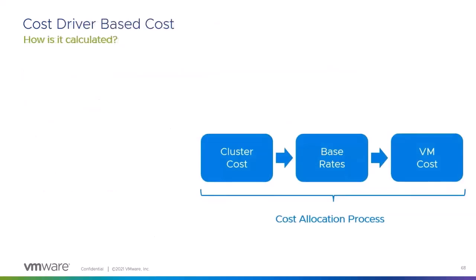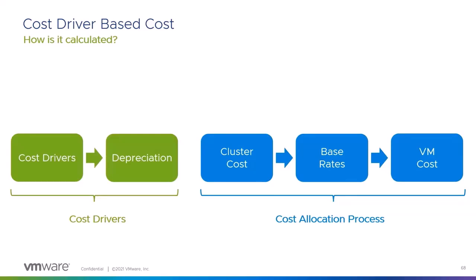So now, how does this look when we add in the cost driver based costs? I already talked about the cost allocation process earlier. Now what we have is we bring in our cost drivers, we factor in our depreciation if necessary, and that then feeds into our cluster cost. So this is the way it works now. We go from the cost drivers all the way down, kind of fill in that gap, so we can now feed it all the way down to the cost of the virtual machines.